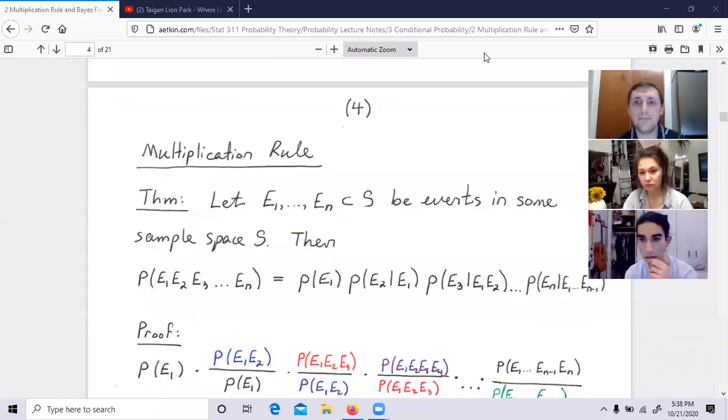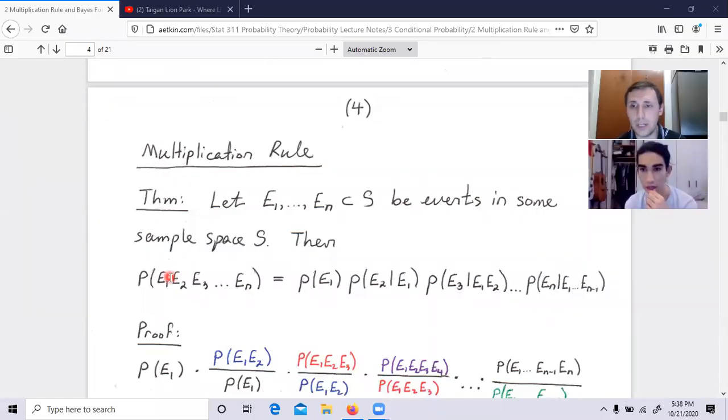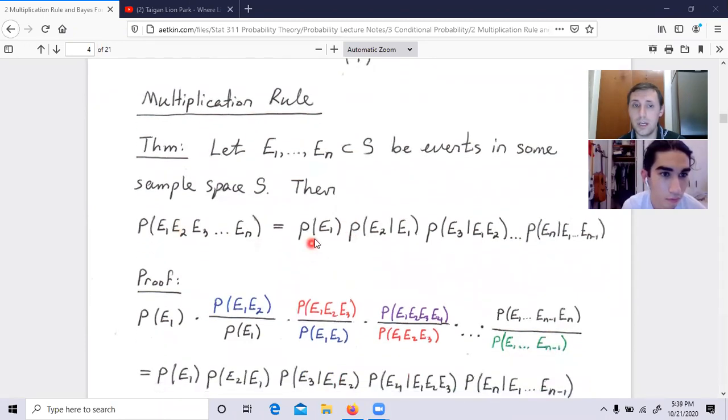So last time we introduced the multiplication rule. And that tells us that if we have a bunch of events in a sample space, the probability that all the n events happen can be written as a multiplication of conditional probabilities. The probability of the first event times the probability of the second event given that the first happened, times the probability of the third event given that the first two happened, etc., all the way to the probability of the last event happening given that all the prior events happened.